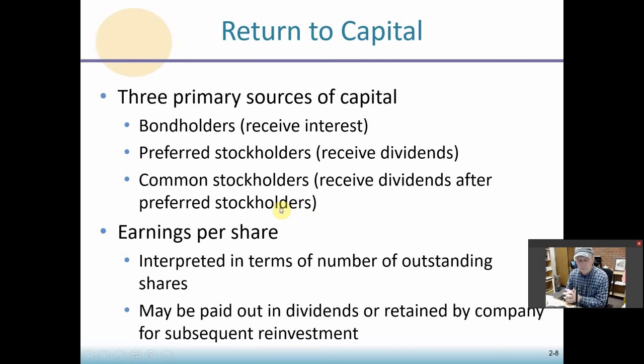Earnings per share is when we've calculated our total earnings, net income, and then we just divide that by the number of shares outstanding, and that gives us an earnings per share. That's a nice number for investors to keep track of. You like to see that grow over time. It can grow in a couple of different ways that we'll talk about, but can be paid out in dividends or oftentimes retained by the company.